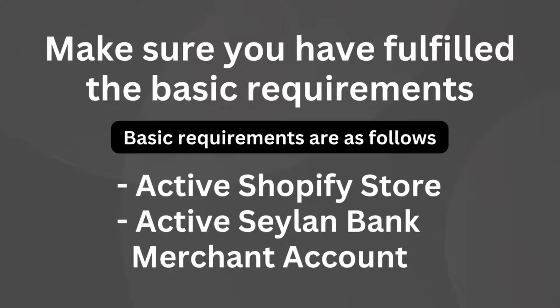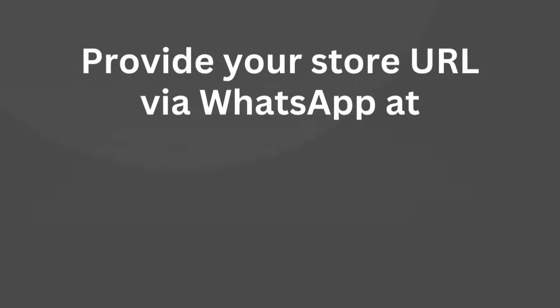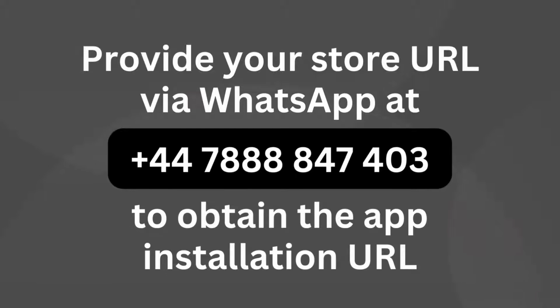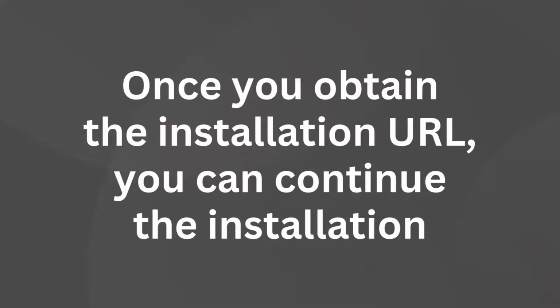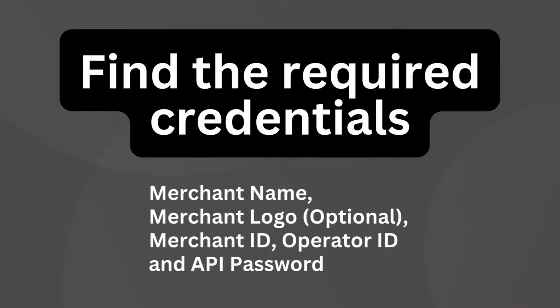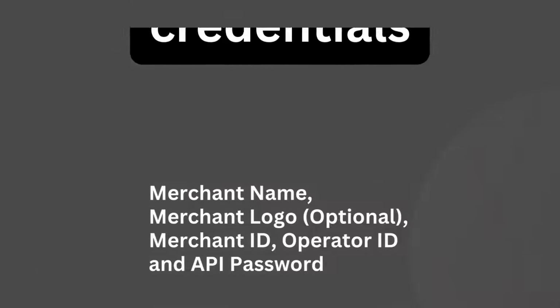Active Shopify Store. Active Selan Bank payment account. Provide your store URL via WhatsApp to obtain the app installation URL. Once you obtain the installation URL, you can continue the installation. Please get the merchant name, merchant logo (optional), merchant ID, operator ID and API password from the Selan Bank.